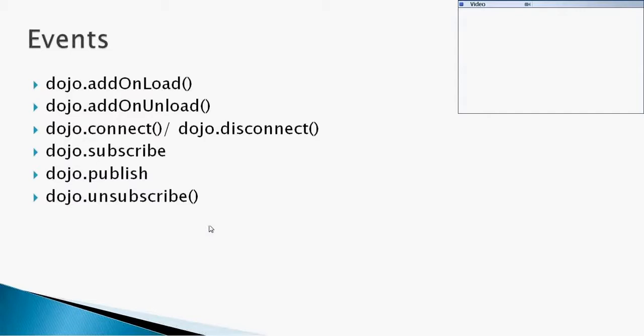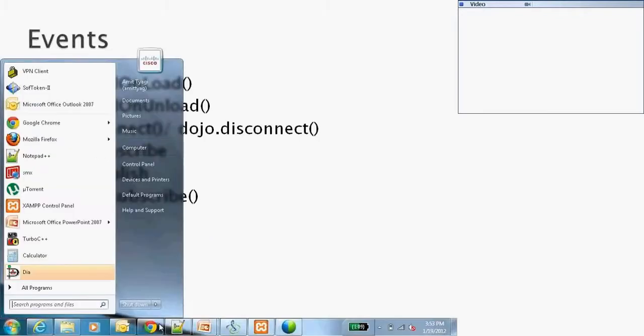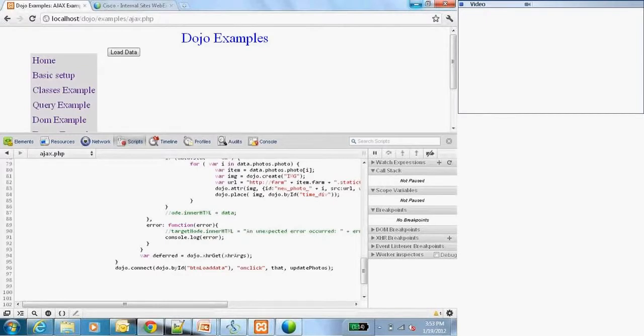Dojo.connect allows you to add callbacks for any events: for click, for key press, for mouse move. For all those things you can add an event callback, and inside your callback you can handle the event and do some action. We'll talk a little more about Dojo.subscribe and publish here. Before that, let's quickly see this event thing.